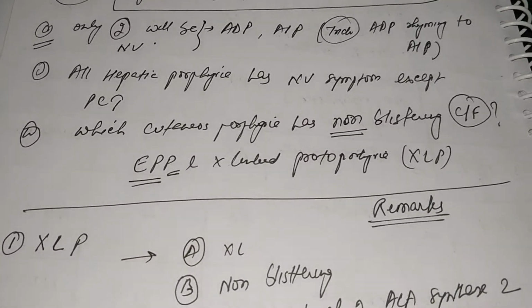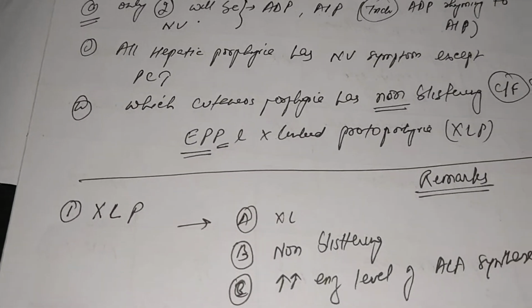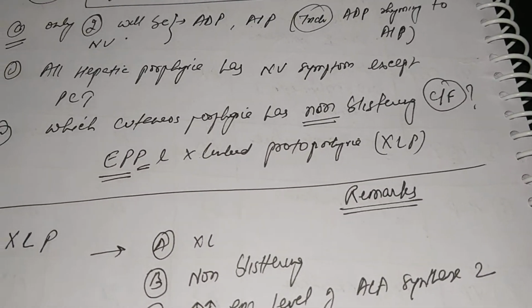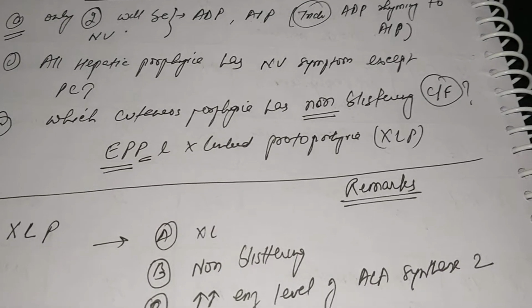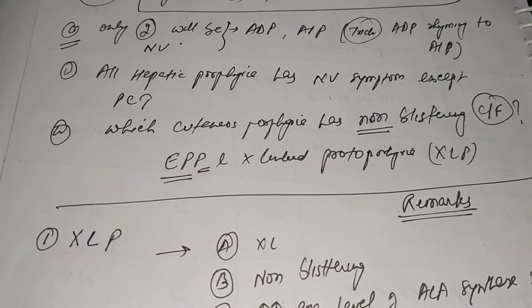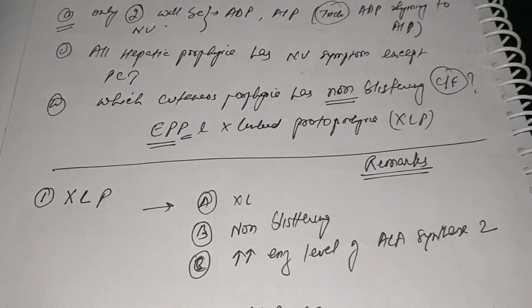Another question which I have already asked you: all the hepatic porphyrias have neurovisceral symptoms except PCT, because PCT has a C, which means cutaneous. Which cutaneous porphyria has non-blistering clinical features? You need to remember the first one, that is X-linked protoporphyria, and the last one is erythropoietic protoporphyria.